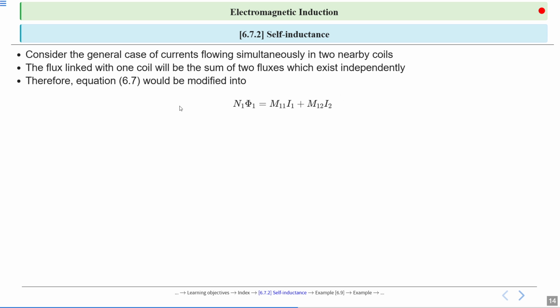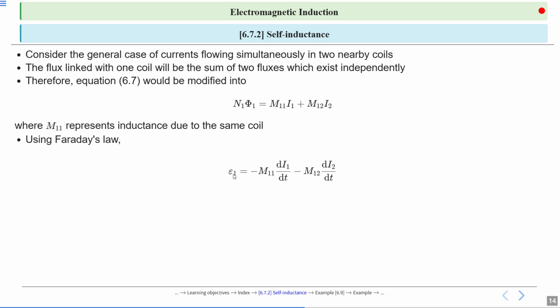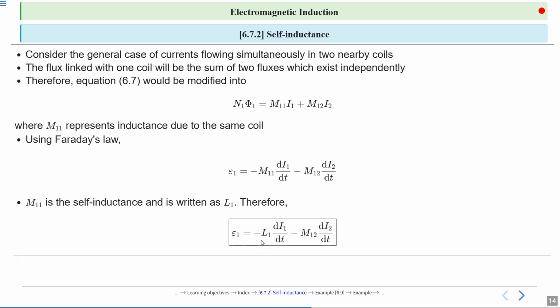Now this equation has been modified, where M11 represents inductance due to the same coil. Using Faraday's law, this epsilon 1, the EMF induced in the first coil, will be equal to minus M11 di1 upon dt minus M12 di2 upon dt. Now M11 is the self-inductance and it is written as L1. Therefore, the EMF induced in the first coil will be minus L1 di1 upon dt minus M12 di2 upon dt.